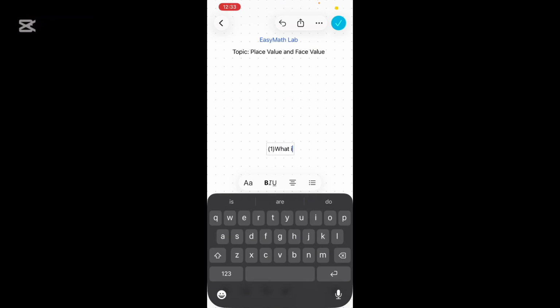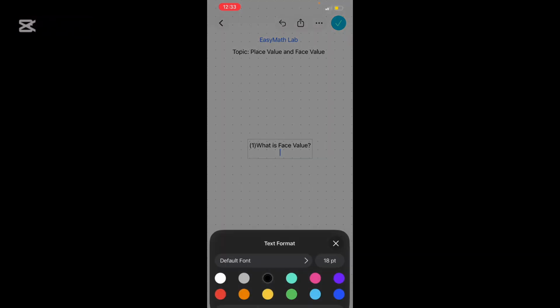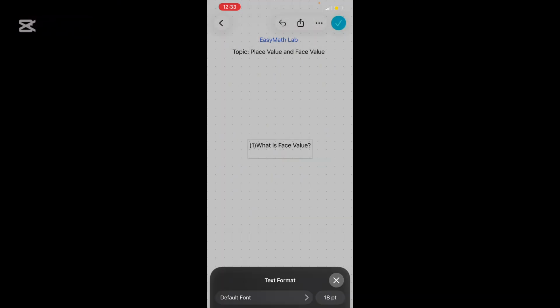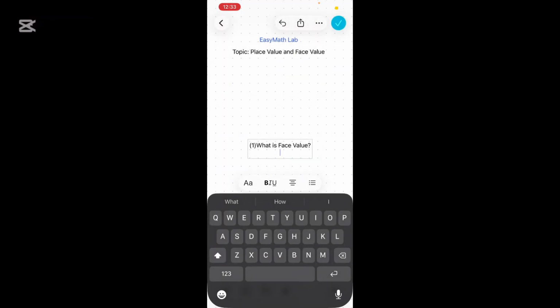So what is face value? The face value is the actual value of a digit in a number no matter its position. Don't forget, in our last video we saw what numbers were, so if you're a little bit lost here, you can kindly check out our video on lesson 1, which has full explanation on numbers.